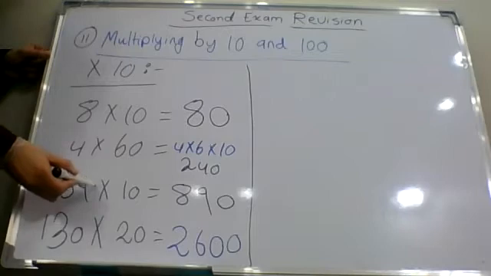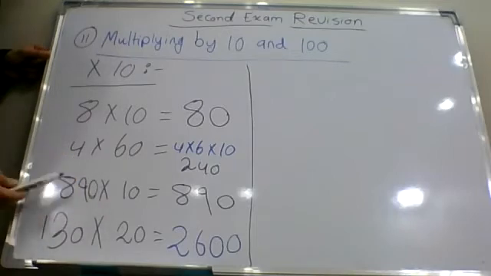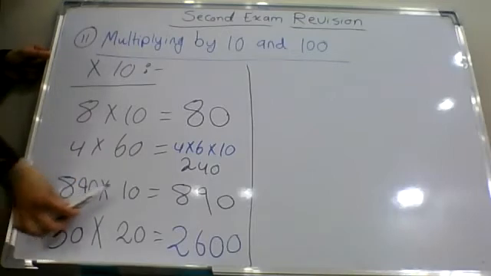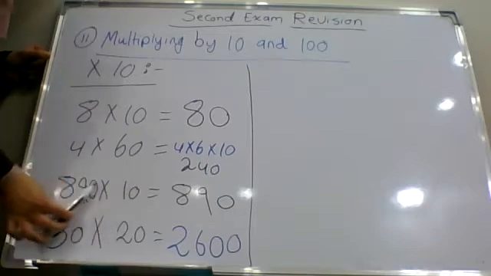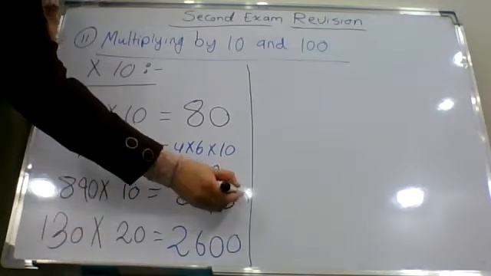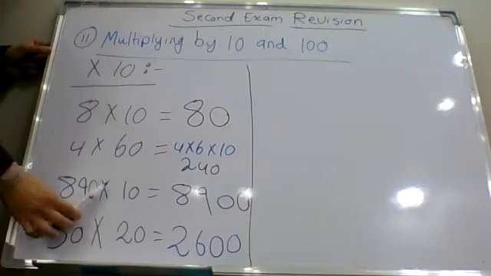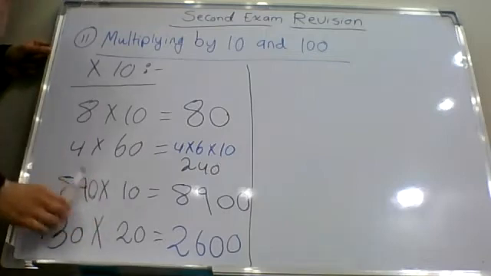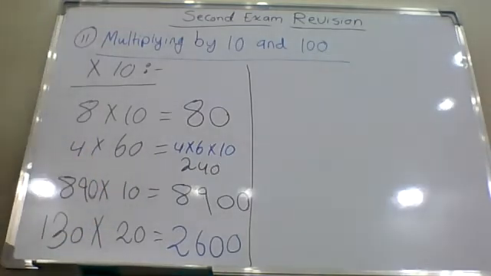Like if I add here a 0, it will be 890 times 10. We have two zeros in the question, so I have to write two zeros in the answer. So I have it like this. I write the two zeros first, then I multiply the numbers together. This is the first one, when we multiply with 10.